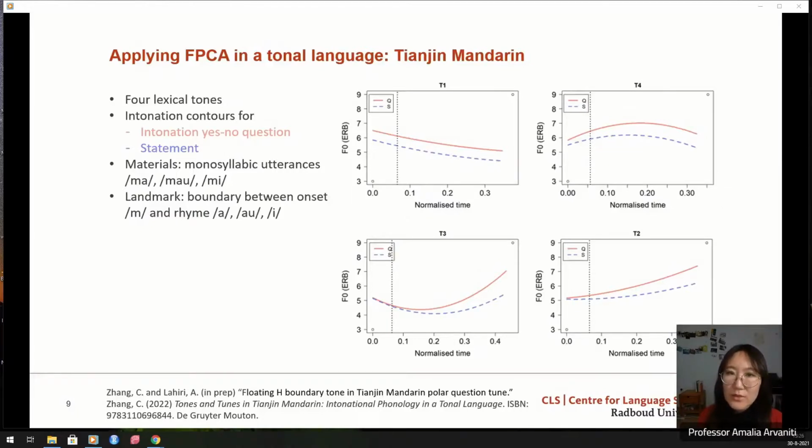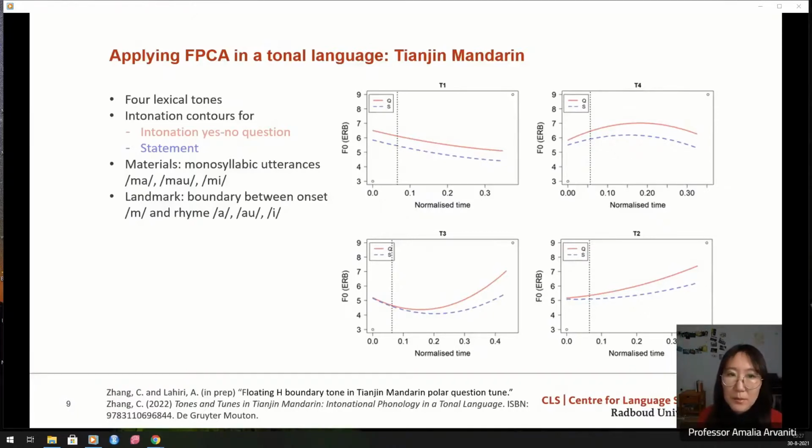Intonation yes/no question is like asking a question without any syntactic markings. So for instance, an utterance like "coffee," when you want to turn it into an intonation yes/no question, you say "coffee?"